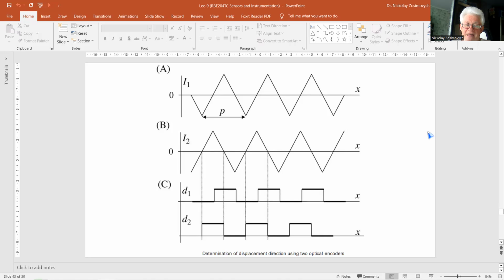Such a conversion can easily be implemented using comparators that switch their output just at the zero crossing of the triangular signal. From these two signals, D1 and D2, the direction of the movement can simply be deduced. A movement in the positive x direction results in the binary word sequence D1, D2 of 0 0, 0 1, 1 1, 1 0, 0 0, etc. So code 01 is followed by 11.